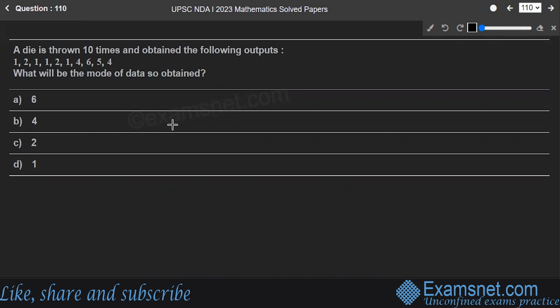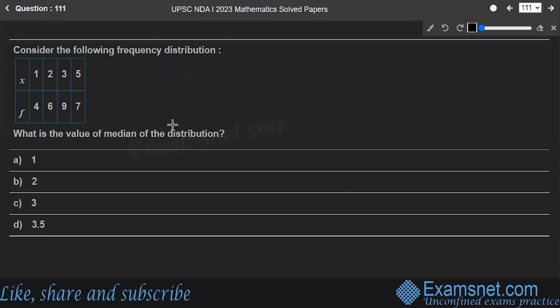And in this case, the value which is occurring the most number of times is, let's see, 1 is occurring how many times? 1, 2, 3, 4. 2 is occurring twice. 3 is not there. 4 is occurring twice. 5 and 6 are coming one time. So that means 1 is the mode. 1 is occurring 4 times. So 1 is the mode of the data. Option D. Correct.